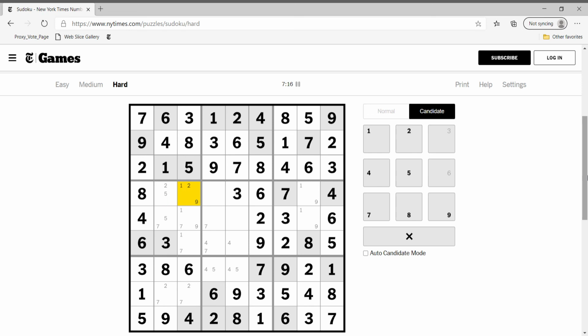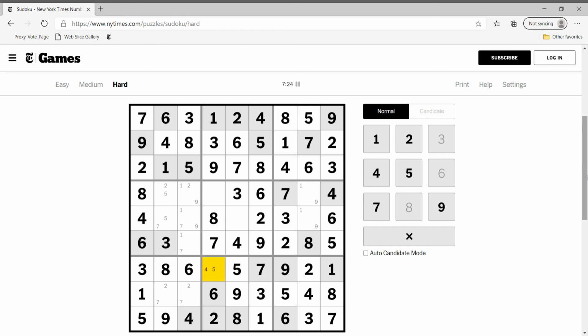And that means this is 8. So this has to be 7. This is 4. The last digit in this column is, wait, 5. I only see 5. This is 5.